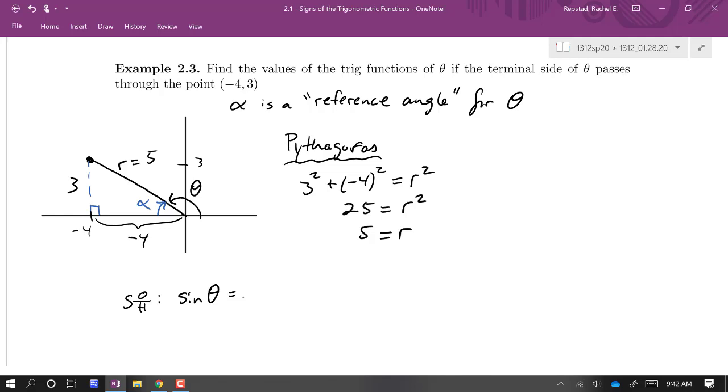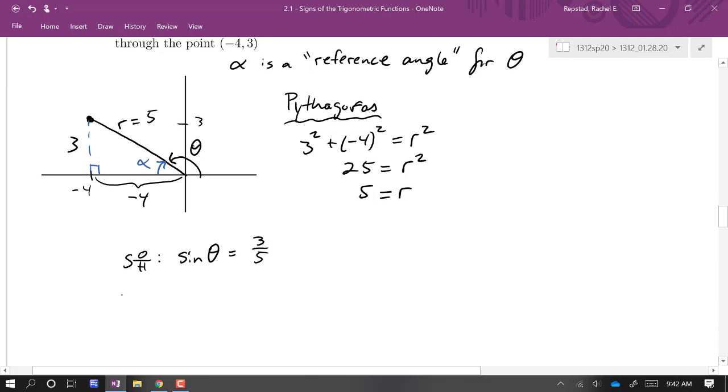So sine of theta is opposite over hypotenuse. That's still positive, as we would expect in the second quadrant, 3 over 5. Cosine is adjacent over hypotenuse. Cosine theta is negative 4 over 5, so negative 4/5. And tan, TOA, is opposite over adjacent, so 3 over negative 4 or negative 3/4.